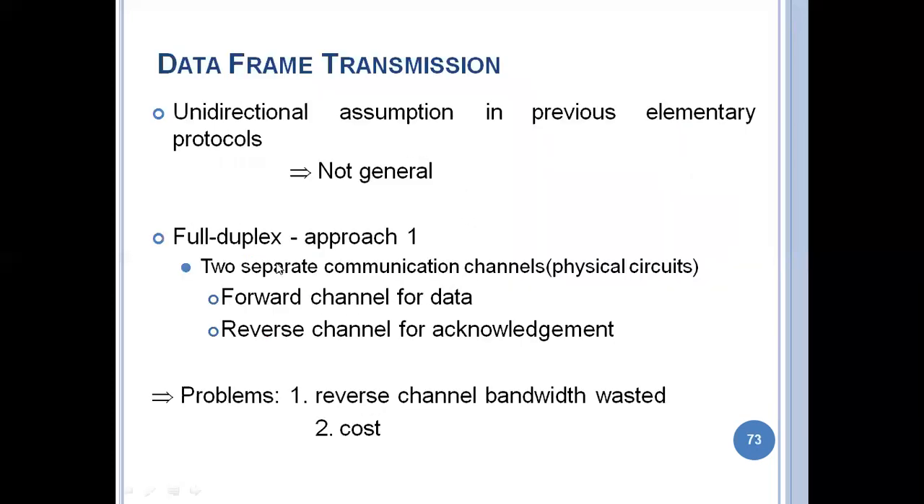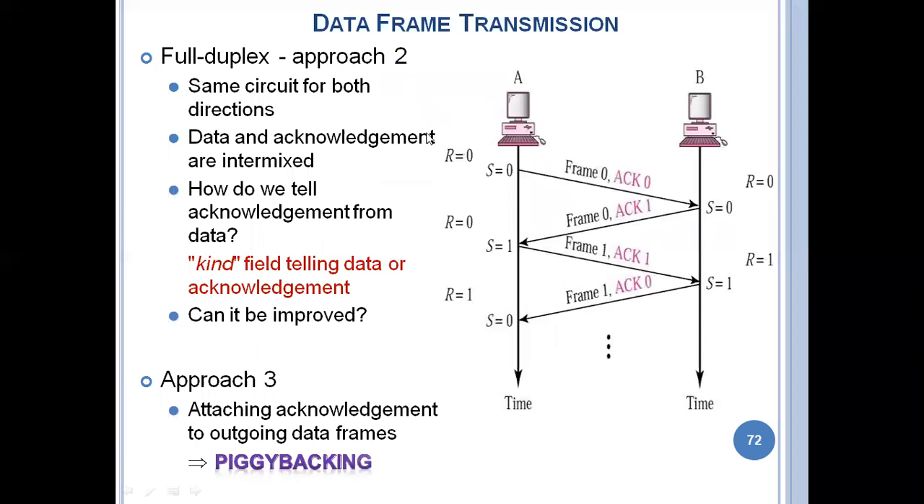The first approach is that the unidirectional assumption in the previous elementary protocols is not general. In this approach, in the full duplex channel, one forward channel and one reverse channel are used. This is the second approach. Here in the second approach, it is the same circuit for both directions. The data frame along with the acknowledgement are intermixed together and travel on the same path. That is the second approach.